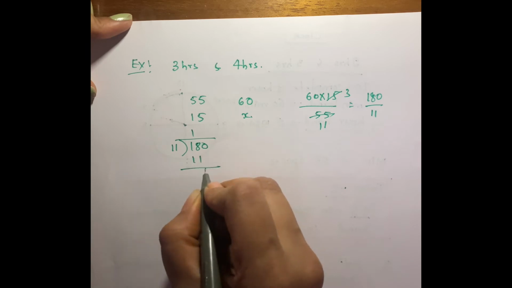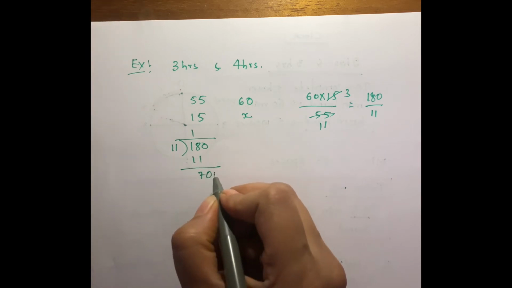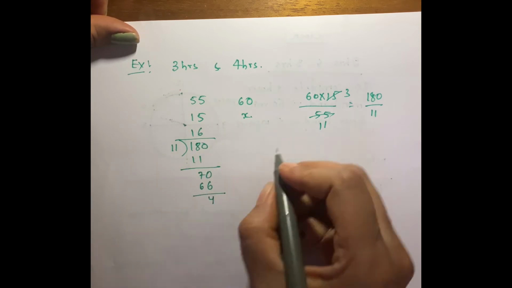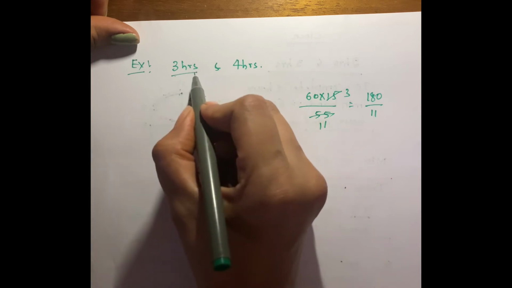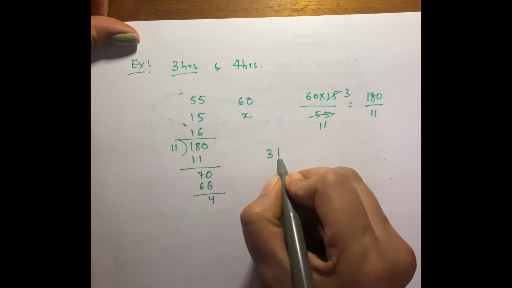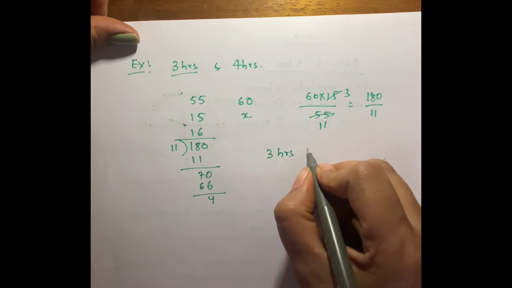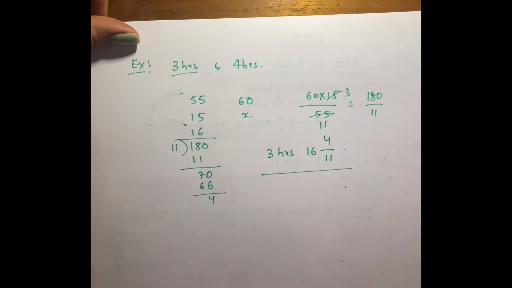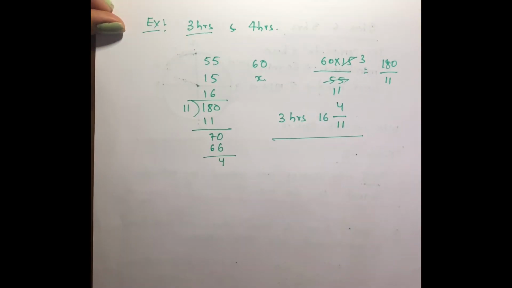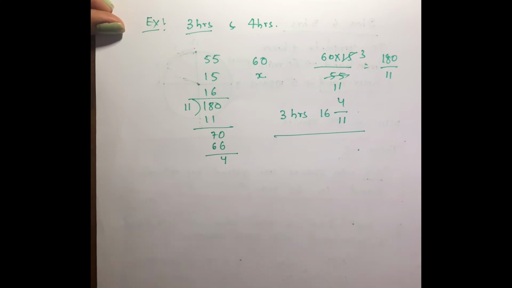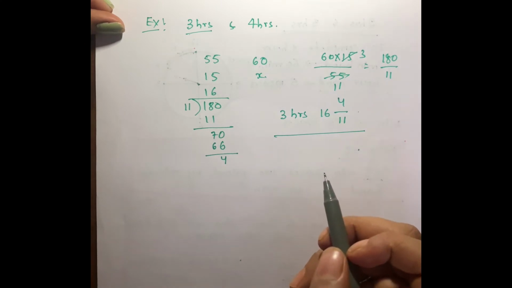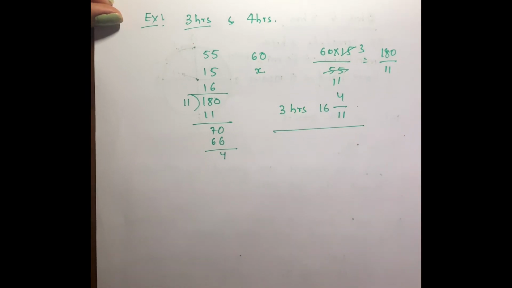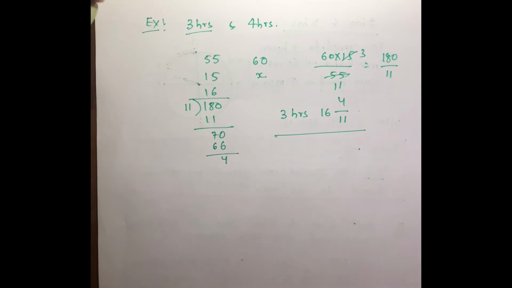11 ones are 11. 11 6s are 66. The remainder is 4. So 3 hours, isn't it? After 3 hours, somewhere it is going to meet. So 3 hours 16 and 4 by 11 minutes. This will be the answer. It will hardly take 30 or 35 seconds actually. That too, if you are well versed and have proper practice, then you can just skip all these unnecessary calculations also. Just for your reference, I'm calculating this.